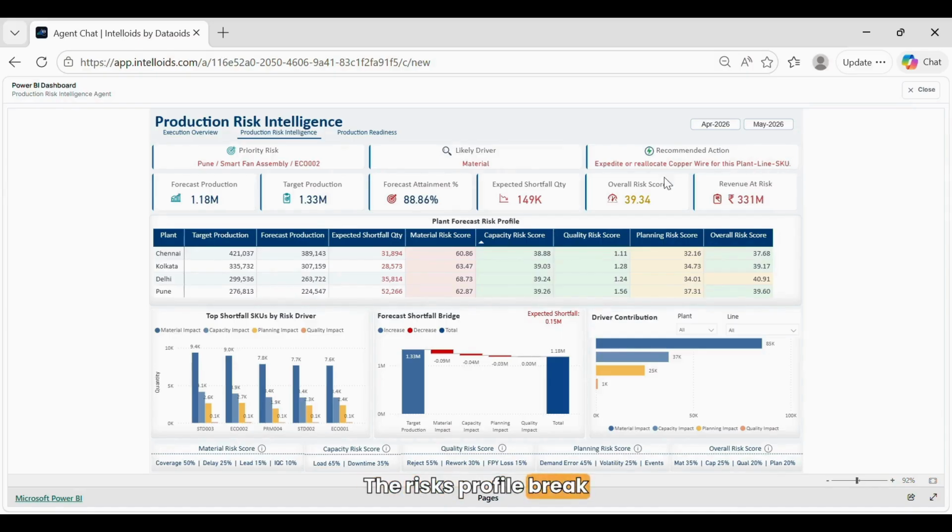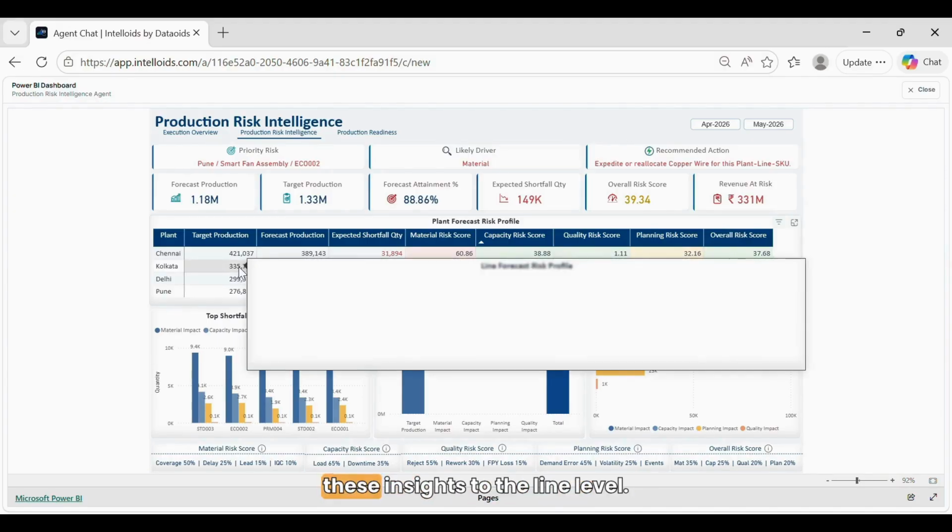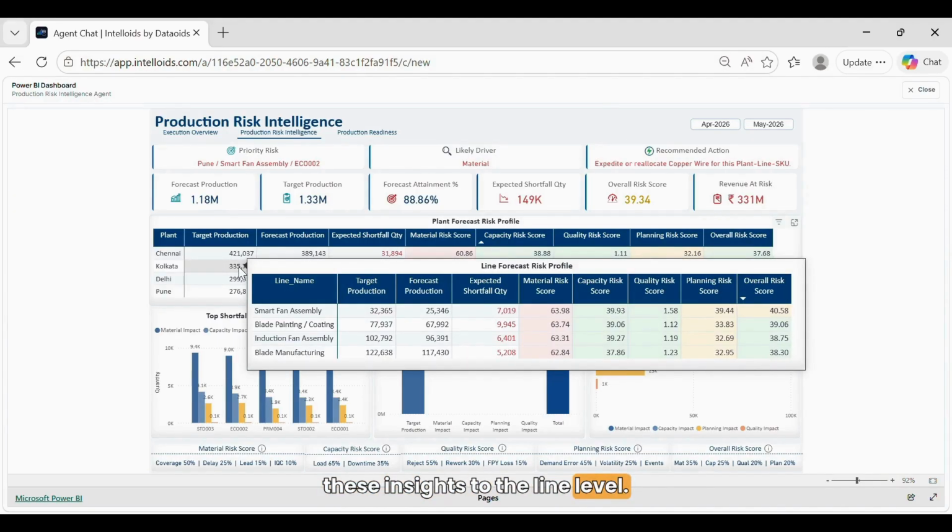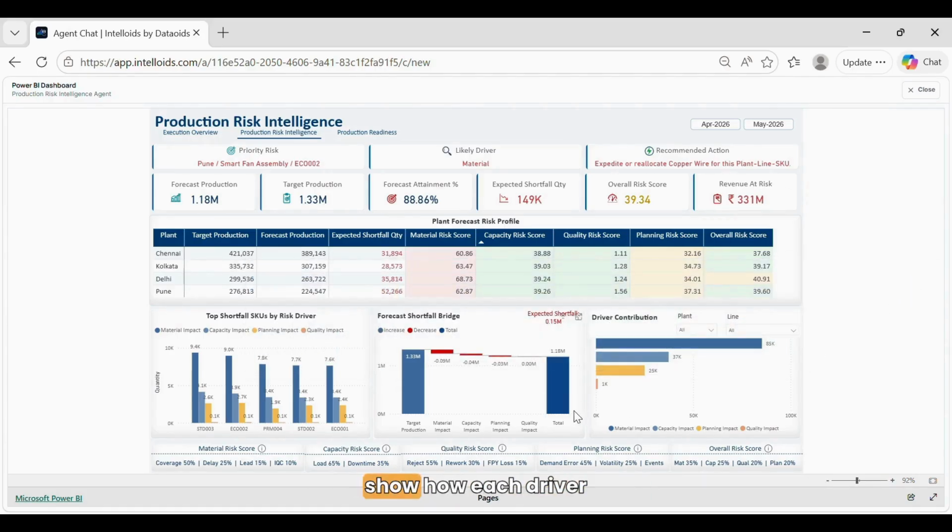The risk profile breaks risk into material, capacity, quality, and planning scores, so the user can not just see who is at risk, but why. Hovering over a plant extends these insights to the line level. The bridge and the driver visuals show how each driver contributes to the expected shortfall, making the forecast more explainable and easier to defend.